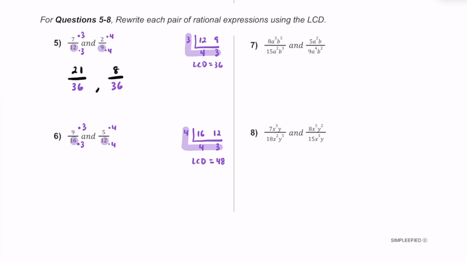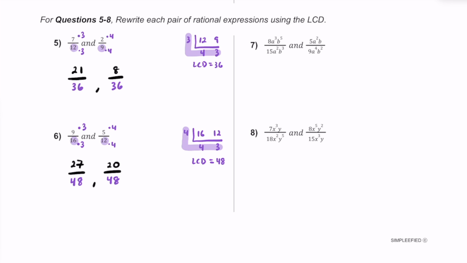So for the first fraction, 9 times 3 is going to be 27, over 16 times 3, which you know is 48. That's the LCD. That's the first fraction. And the second fraction is 5 times 4, which is 20 on top, and then 12 times 4 on the bottom is going to be 48. So you can see here that both fractions have that common denominator of 48.